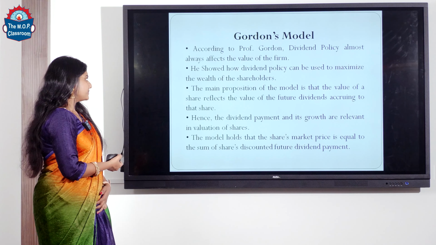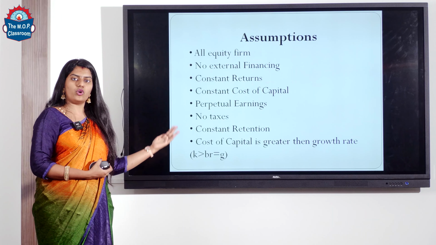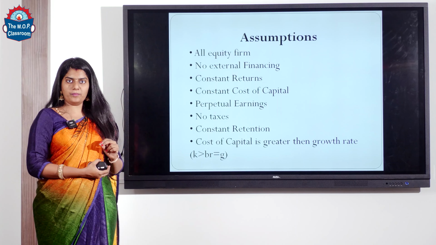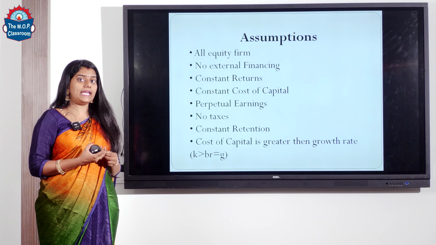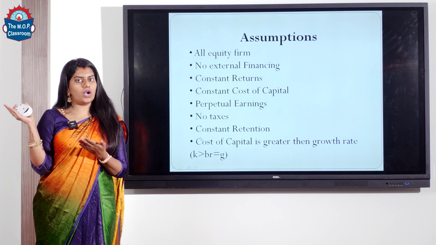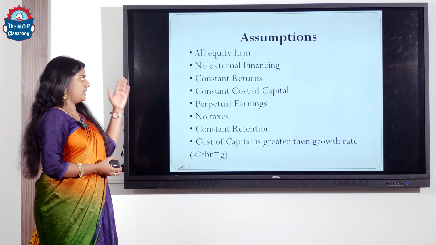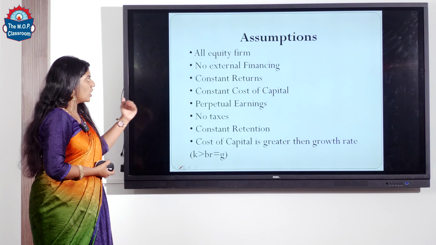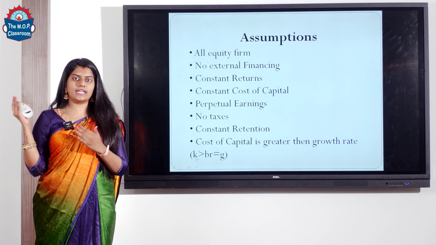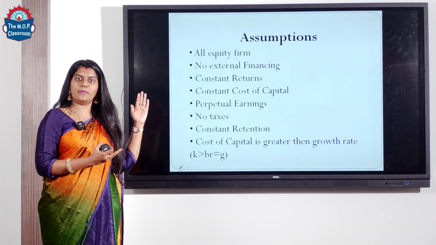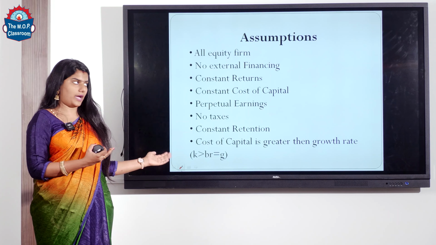Now, let's look into the assumptions. We can find that most of the assumptions that Walter followed have been followed by Gordon as well, except for a few. So, all equity firm, which means they are not going in for any external financing. This one assumption is equivalent to the Walter model's assumption. Then, no external financing, again the same thing. Constant returns and constant cost of capital. This is also taken directly from the Walter model. So, Gordon's model assumed that there is going to be a constant return and constant cost of capital.